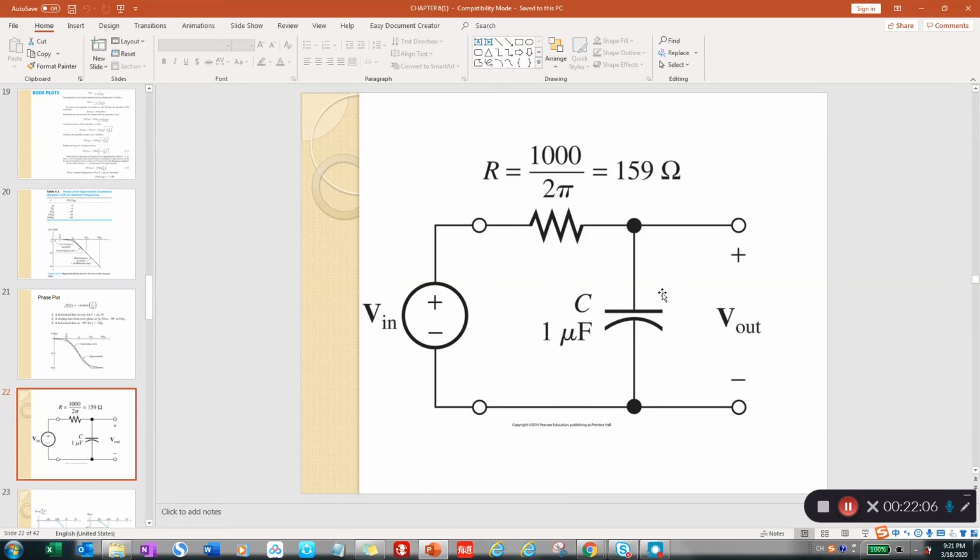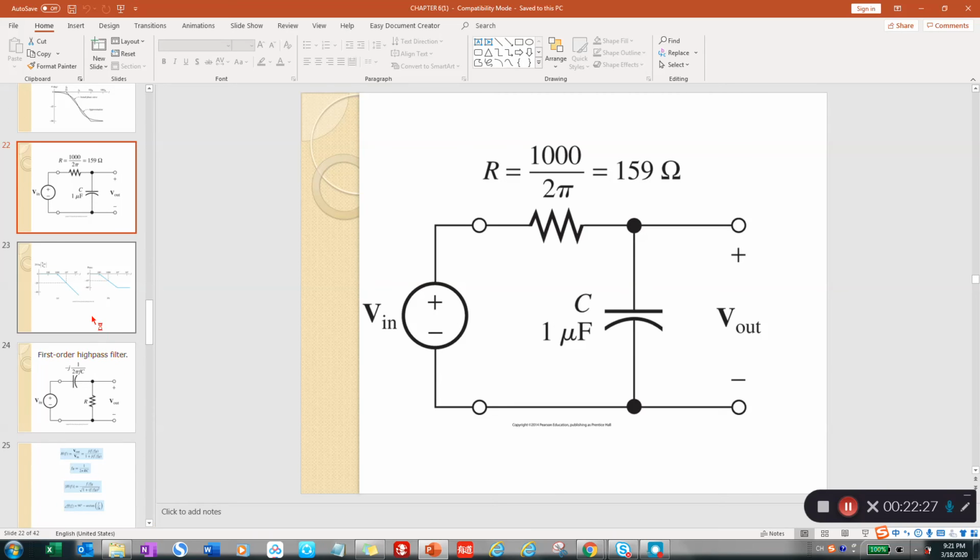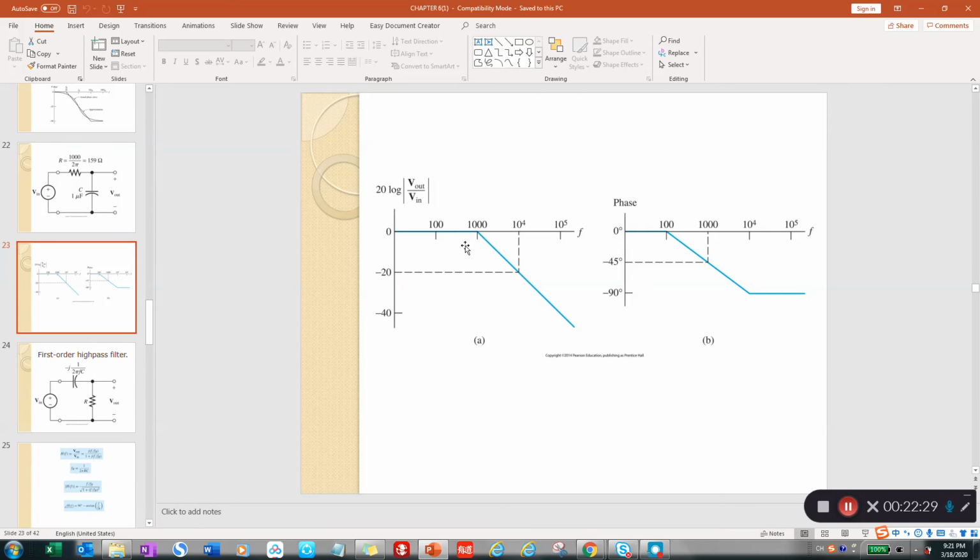So you're going to calculate, given R equal to 159, which is 1000 divided by 2 pi, and the capacitance equal to 1 microfarad, we can calculate FB equal to 1 over 2 pi RC, which is equal to 1000. Then we are going to draw the 2 plots, the magnitude plot and the phase angle plot.